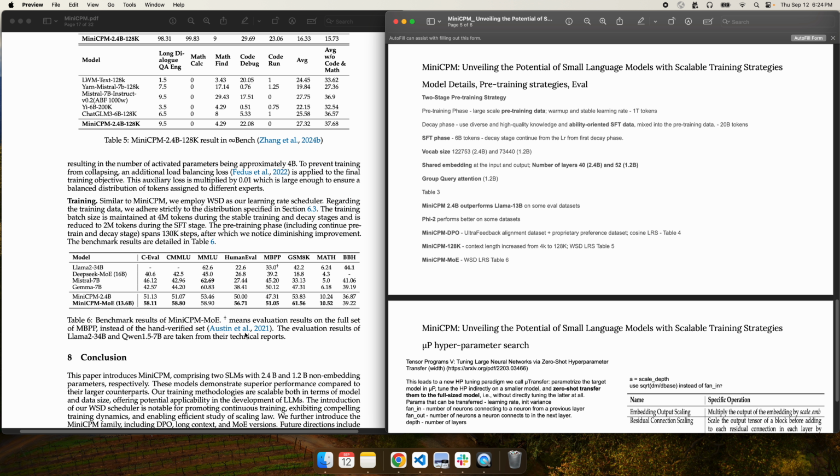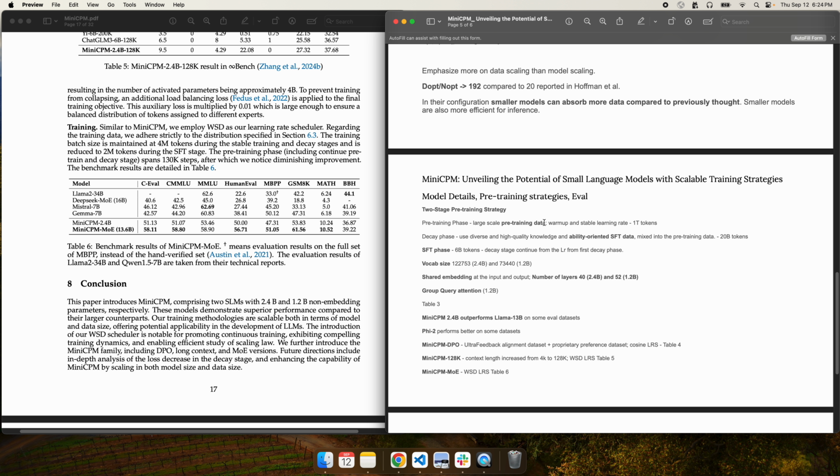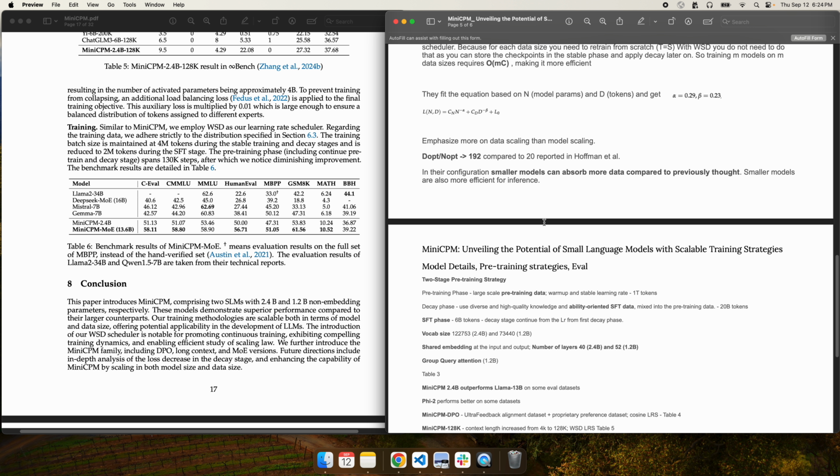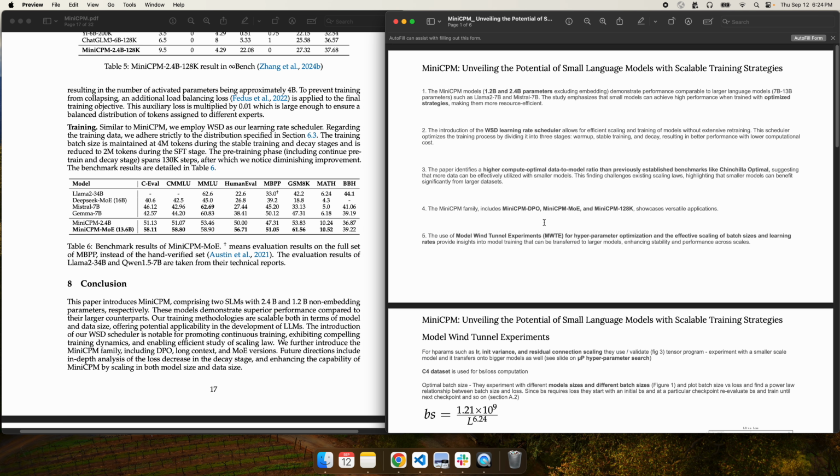And then they also have a mixture of experts model, and they see that the mixture of experts model indeed does perform better than Llama and Mistral in some of the data sets. So to conclude, this paper basically introduces different training strategies, a learning rate scheduler to basically make the pre-training of smaller models more efficient, so that they can compare with bigger models which are like 7 times their size.